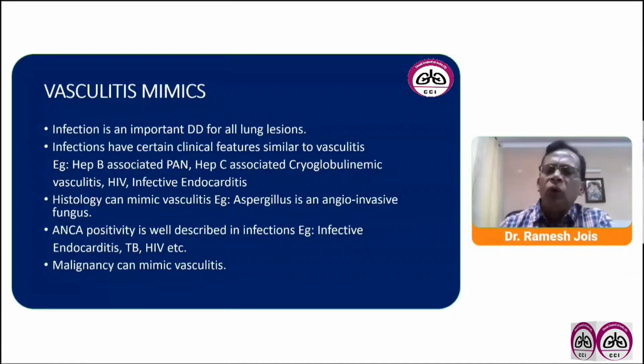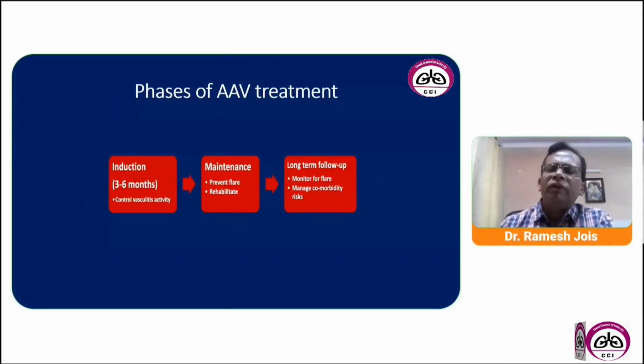ANCA is not the only test to go for to make a diagnosis, because ANCA positivity is well described in various infections like endocarditis, tuberculosis, HIV, and others. Malignancy is a great mimic of vasculitis. There are many other conditions which may not be vasculitis, like sarcoid and various other diseases. So it is very important to make sure that a diagnosis is confirmed, because therapy involves a lot of toxic medications and one has to be 100% sure. For want of time, I'm not covering various other diseases like lupus, APLA, Sjogren's, and many others which can cause pulmonary vasculitis.